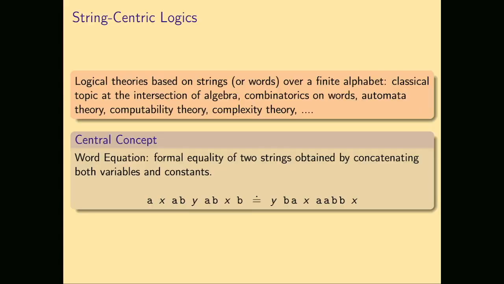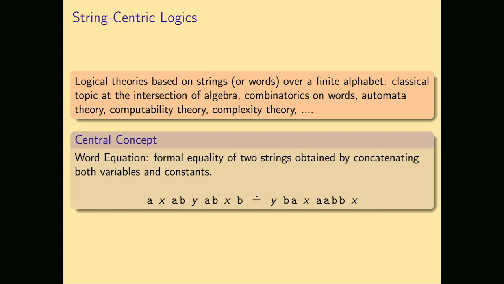So basically my talk will be about first-order logical theories based on strings or words. These are finite sequences of characters, and they are over finite alphabets in general. And this has been a classical topic at the intersection of algebra, if you want to consider the free monoid, and combinatorics on words, automata theory, but also computability theory and complexity theory, as these types of logical theories were considered, for instance, by Davis, Putnam, Robinson in their attempt to show that Hilbert's tenth problem is undecidable.